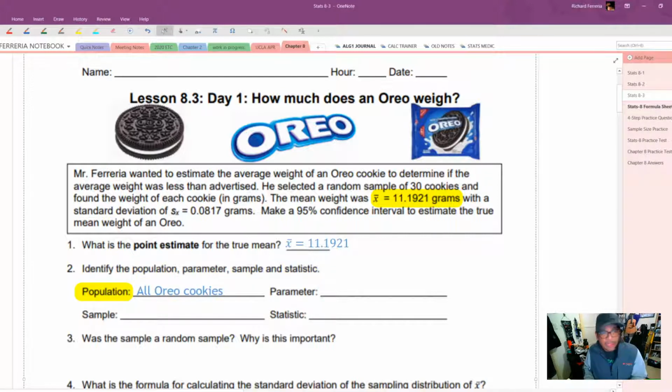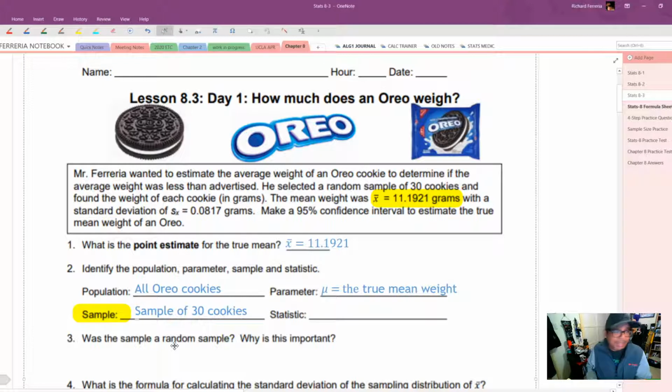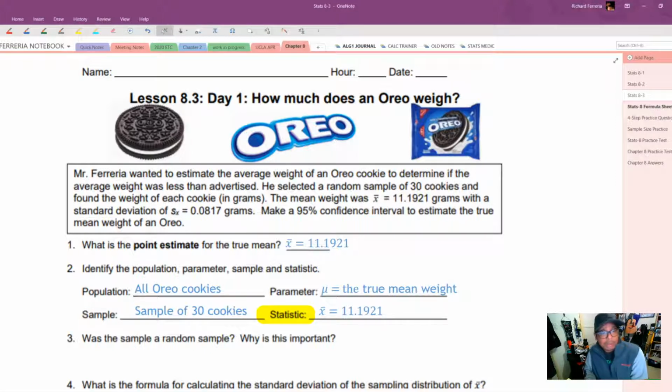Population, of course, is just all Oreo cookies. This makes a parameter mu, which would be the true mean weight of an Oreo cookie. The sample is that subset of all Oreo cookies, which in this case would be just my sample of 30 Oreo cookies. And this completes with a statistic, which would be x bar, the average of my sample, which was 11.1921 grams.